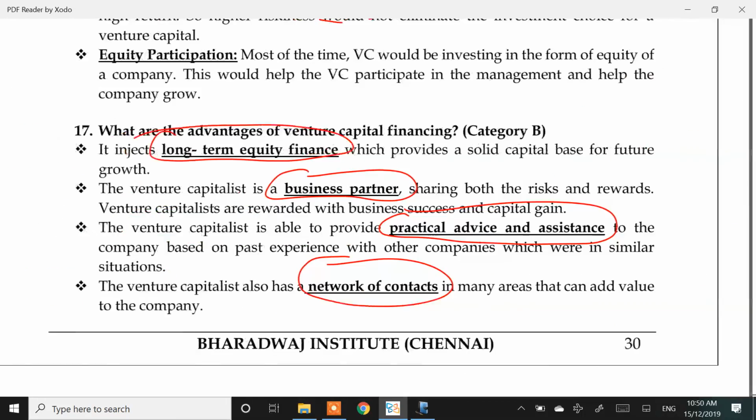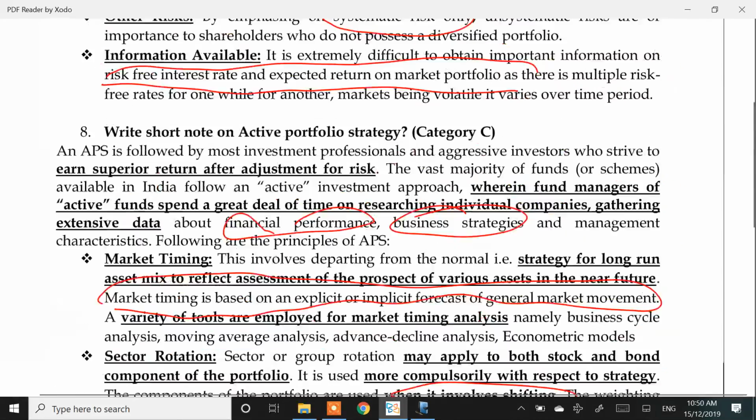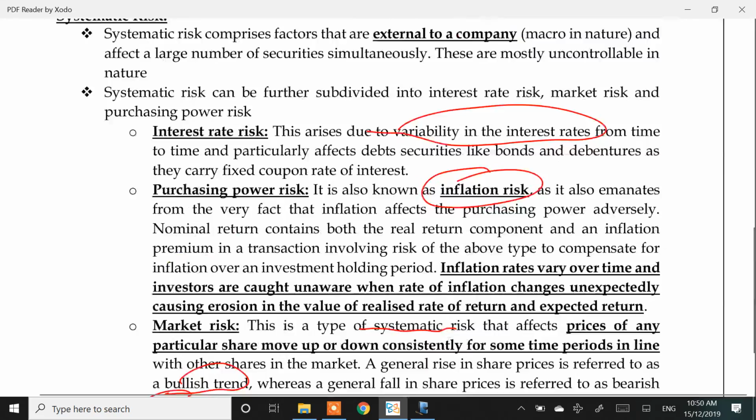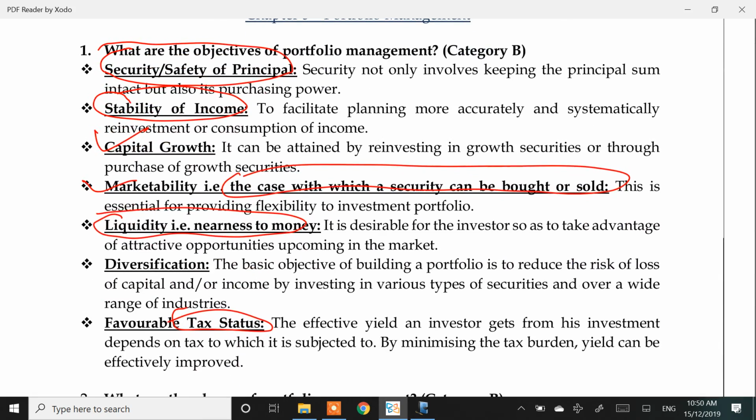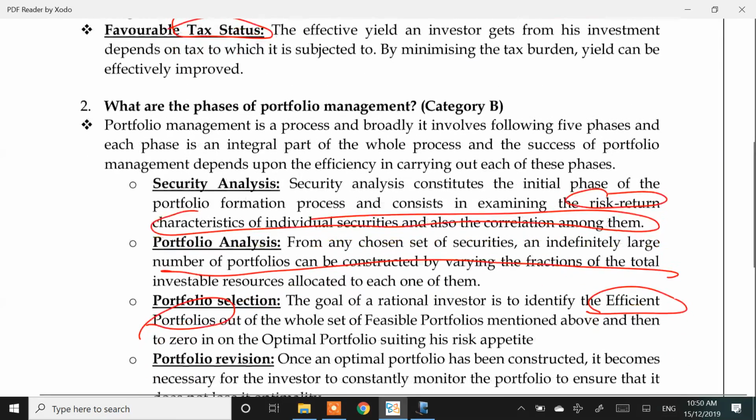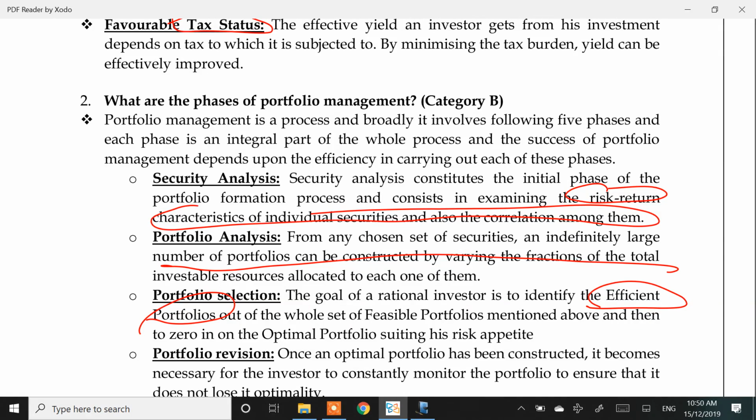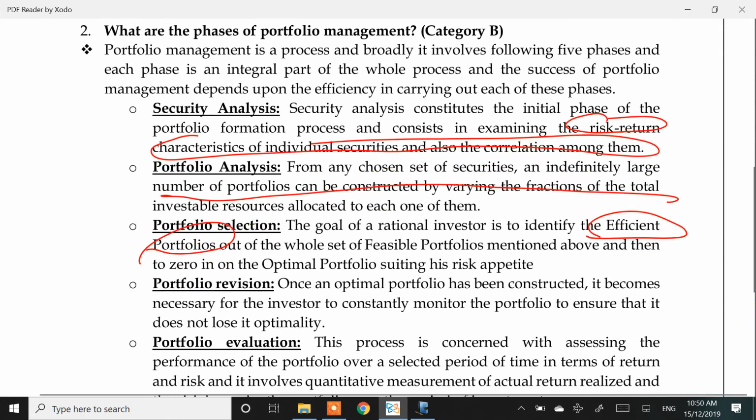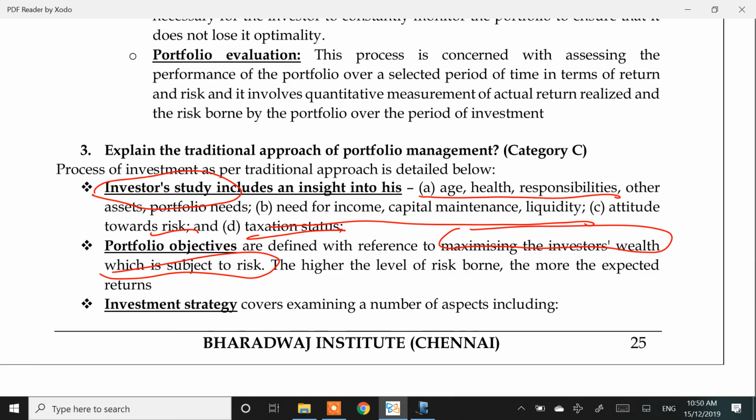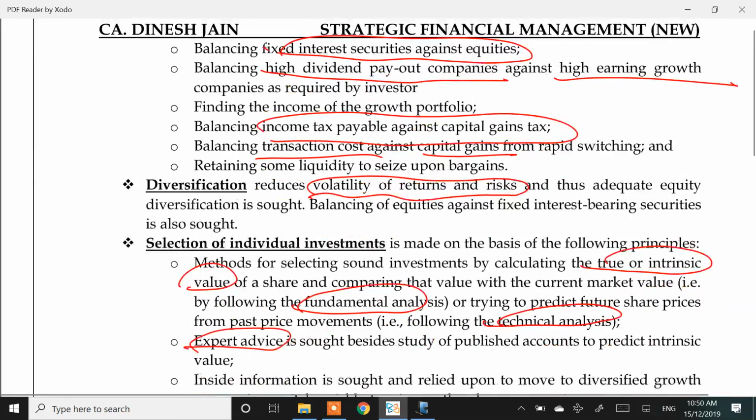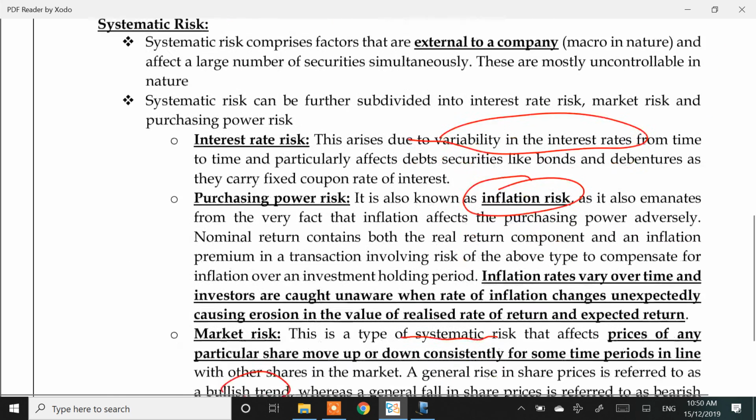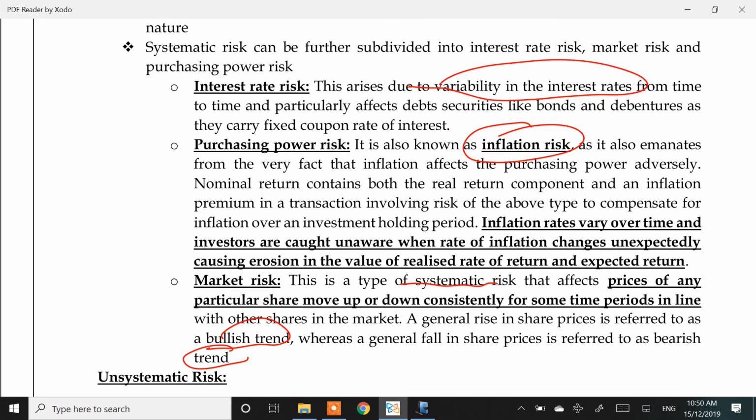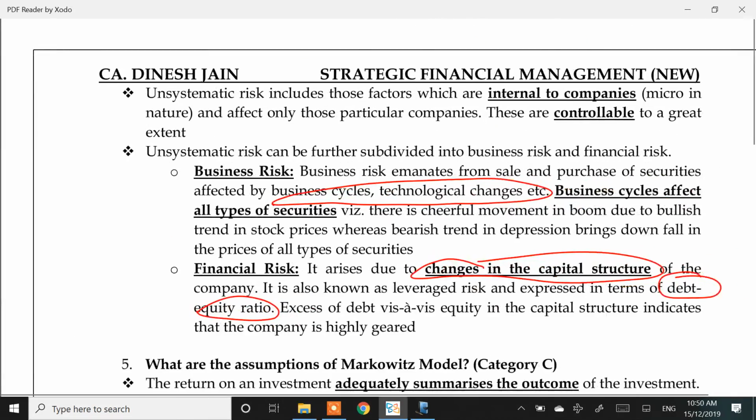So this is as far as your portfolio management chapter is concerned. What we learnt in the portfolio management chapter is we first understood what portfolio management means and what the objectives are. There are five phases of portfolio management: security analysis, portfolio selection, portfolio revision, portfolio evaluation. Then a traditional approach which focuses more on the risk and return side. Then the elements of risk: systematic risk and unsystematic risk. In systematic, we have interest rate risk, purchasing power risk, market risk. Unsystematic has business risk and financial risk.